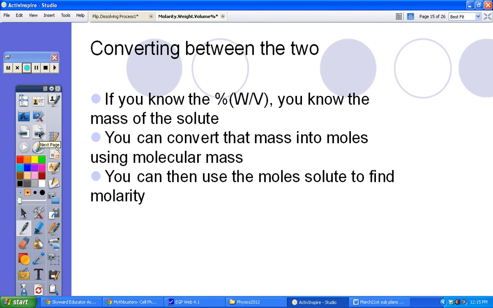Now, we're going to learn how to convert between the two. I'm going to stop right here for this example. This is all you need to know for tomorrow.